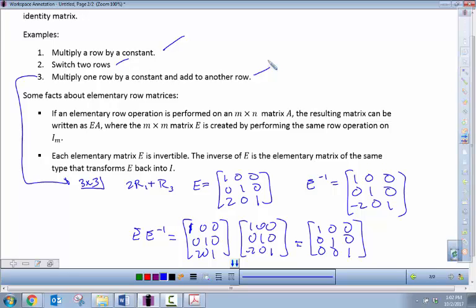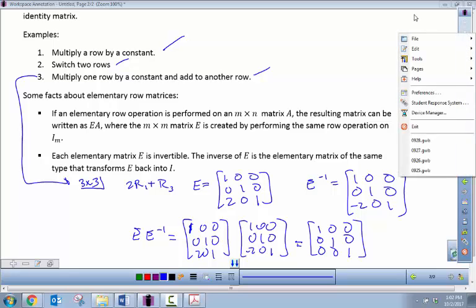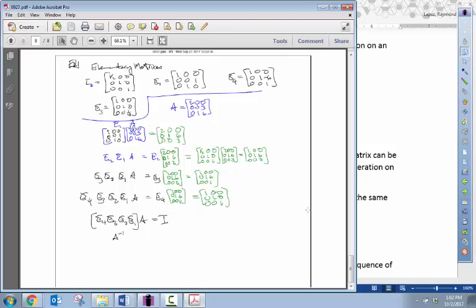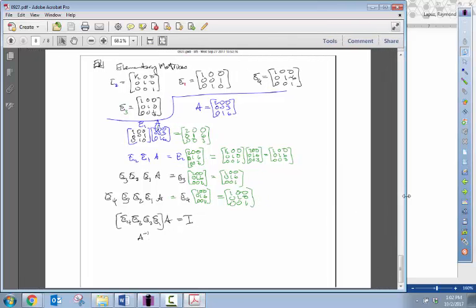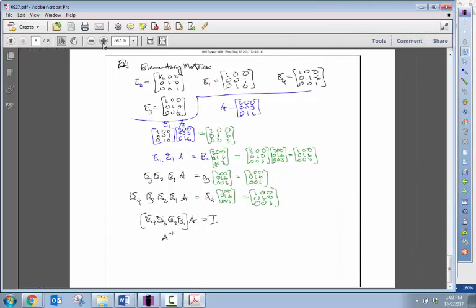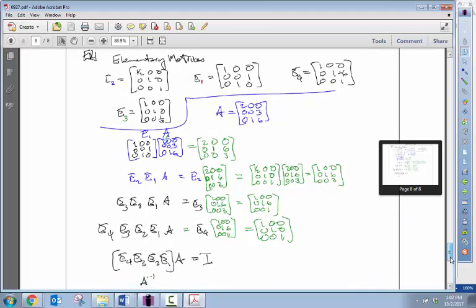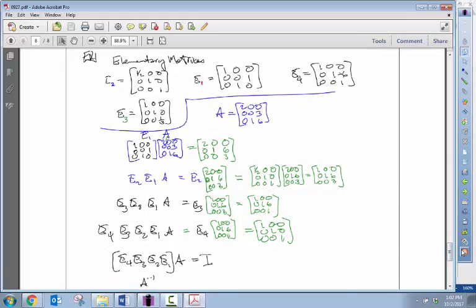All right, and just to re-illustrate our example from last time, I'm just going to take our notes from last time and just copy it. Say this is what we did. And we came up with the idea that this would be a way for us to find A inverse.